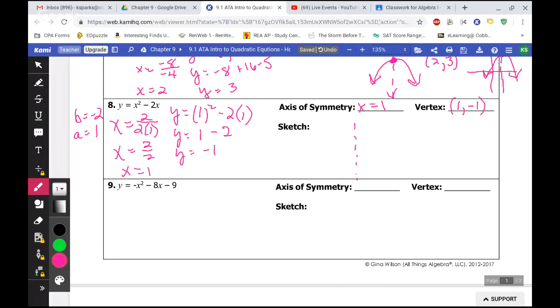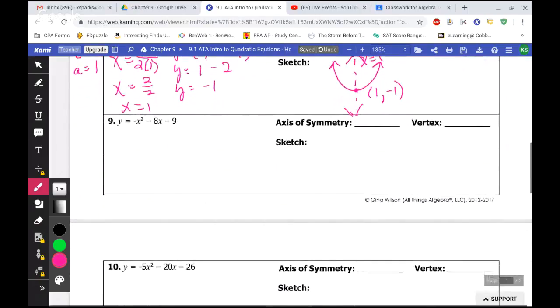So my sketch is this imaginary dotted line that will split my parabola in half. And I'm going to check my leading coefficient. It's positive, so I'm going to have a smiley face parabola with a vertex at 1, -1. And that axis of symmetry is x equals 1.